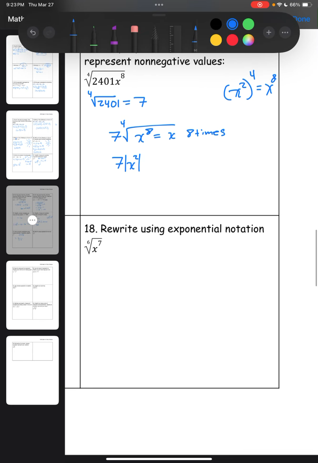Number 18, rewrite using exponential notation. So basically, we're going to be doing, again, keeping the same method here. This is actually being risen to the 6th, which is basically x to the 7th over 6th.